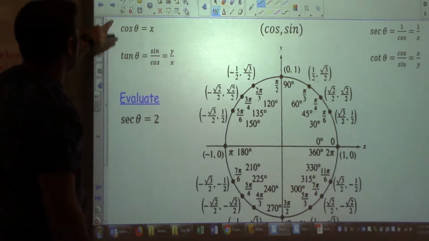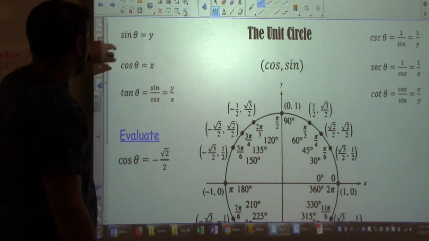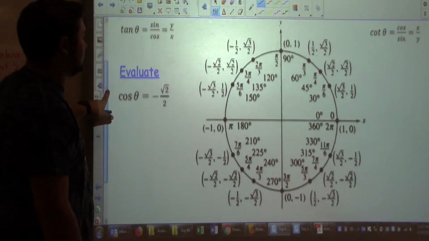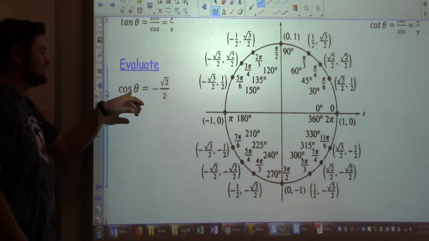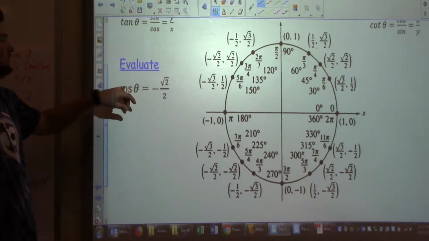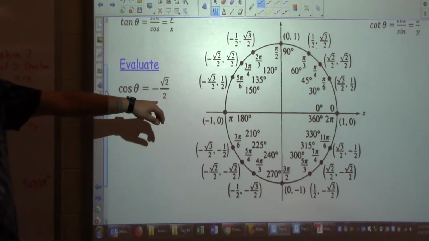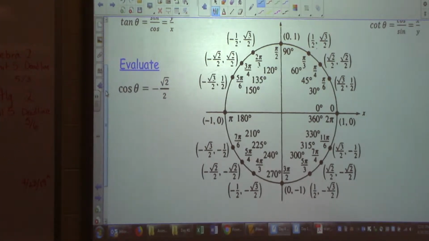Alright, first one we're going to do: cosine theta equals negative square root of 2 over 2. Yesterday, like I said, we gave you the angle measure and we gave you cosine. Today we're giving you the trig function and the answer. The first step in doing this is look and see.